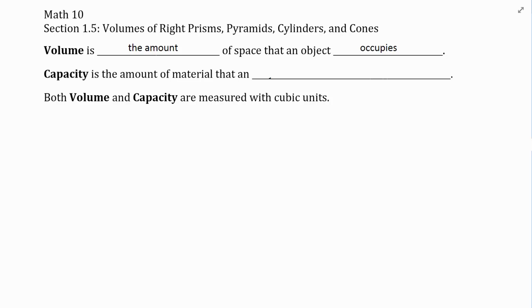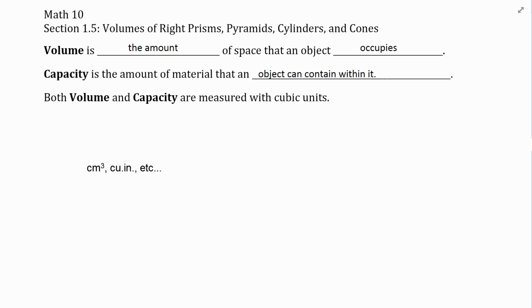But the capacity of an object is the amount of material that can be contained by an object. For instance, how much liquid can you put inside your water bottle? Maybe it's a 1 liter capacity bottle. You can contrast the volume of the water bottle with its capacity, and you see the difference. How much material is your water bottle comprised of? That's its volume. But how much does it hold? That's its capacity. The good news is that both volume and capacity are measured in cubic units, for instance, cubic centimeters or cubic inches, etc.